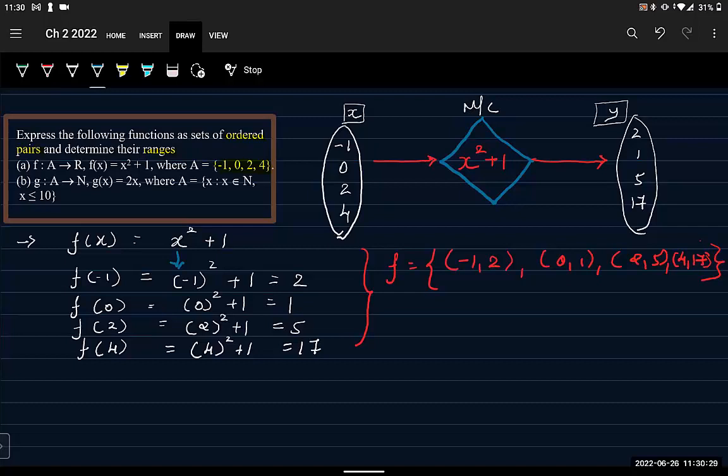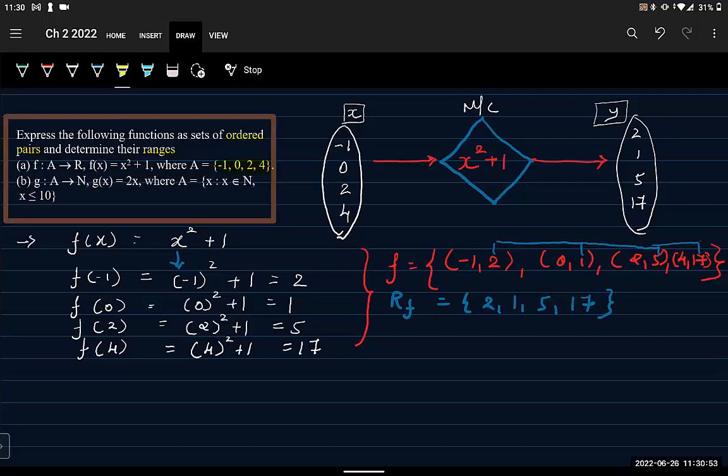As we know, the range is nothing but the list of all second elements. So 2, 1, 5, and 17 will become my range. So range of function f would be 2, 1, 5, and 17. It is not necessary to write in any order. We can write in any order, 5, 1, 2, 17 also.